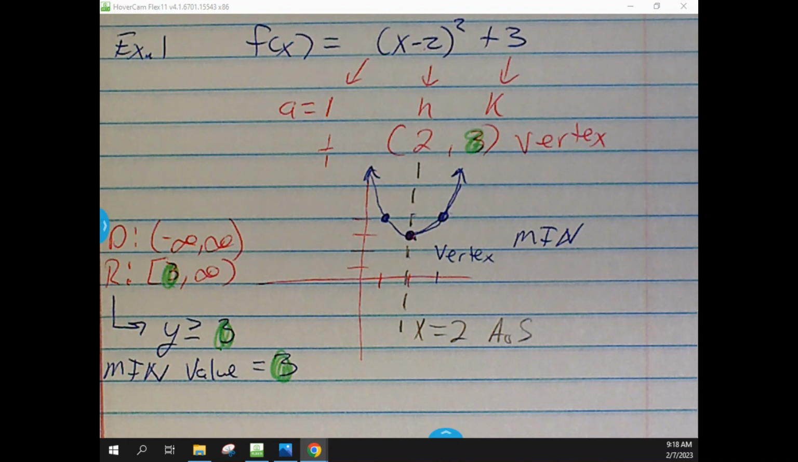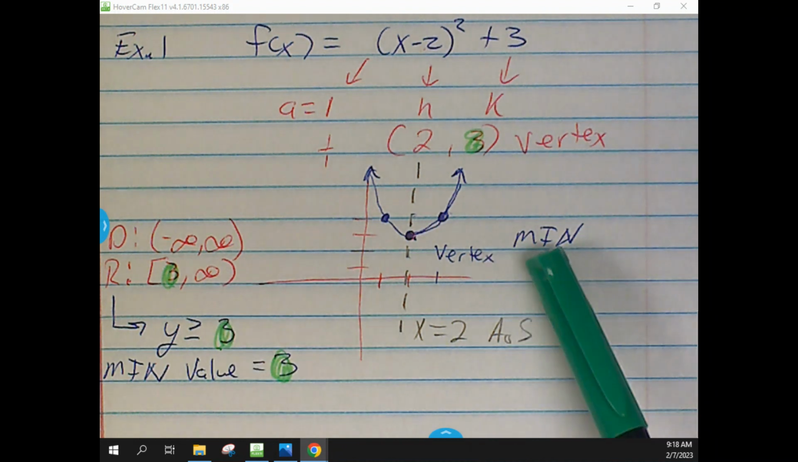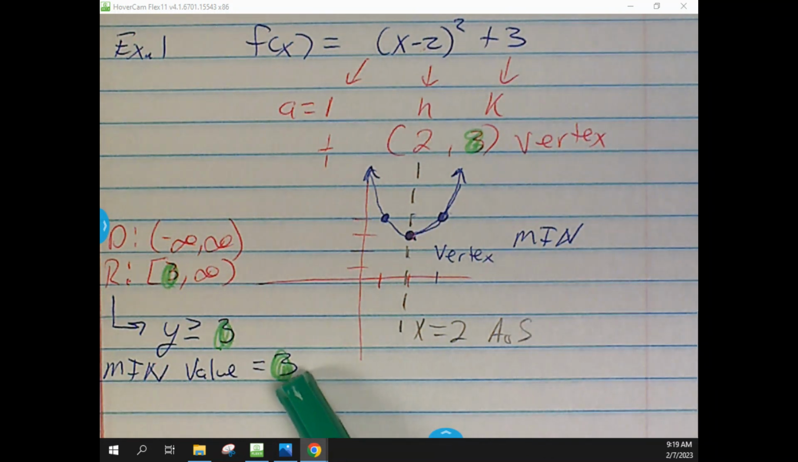Okay, so to get everything, we've got vertex, axis of symmetry, domain and range. We stated that it was a minimum. The minimum value was 3, and we sketched the graph. All right, is everybody okay with that? Again, no math involved. This is just look at it. This is a look at it kind of problem where you don't have to do any math at all.